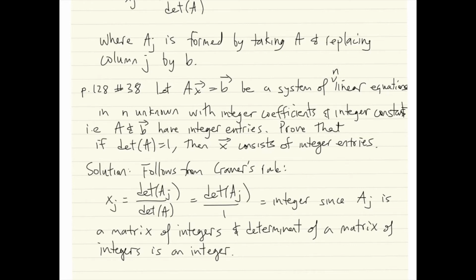Well, it follows immediately from Cramer's rule, because Cramer's rule says x sub j is the determinant of A sub j divided by the determinant of A, and the determinant of A is equal to 1. The determinant of A sub j is an integer, since A sub j is a matrix of integers, because we just replaced column j in the integer matrix A with column B, and B is made out of integers. And taking the determinant of a matrix of integers gives an integer, by the formula for the determinant.